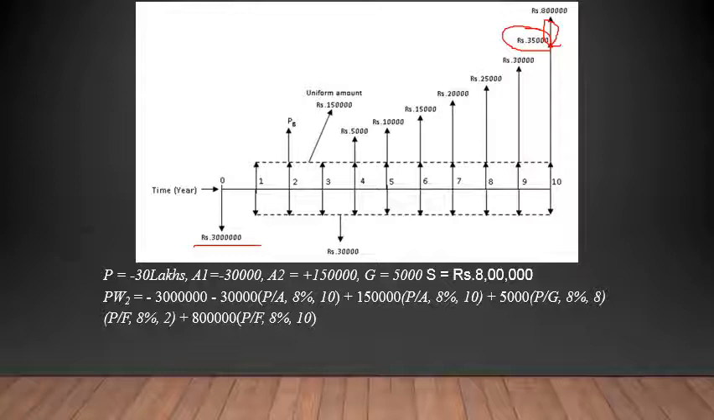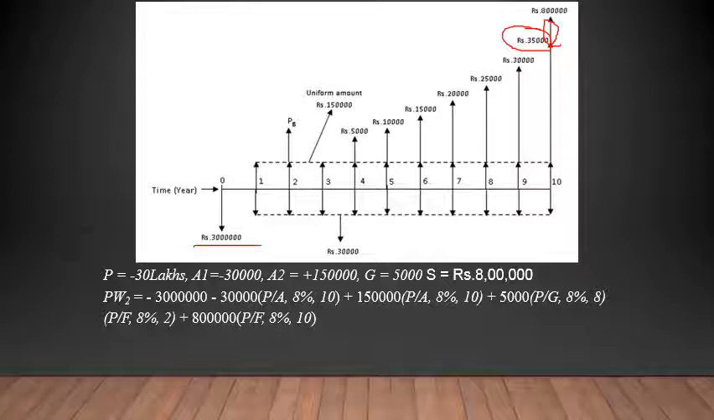Then 30,000 rupees, which is a cost, convert that into P using the factor P by A. Then 1,50,000 is the income for the entire 10 years. Since it is uniform throughout, convert that into P. Now let us consider this G factor. In the previous problem, what was there? G was right from the second year. So there was no problem for me. I could substitute the value of n as 10 years straight away.